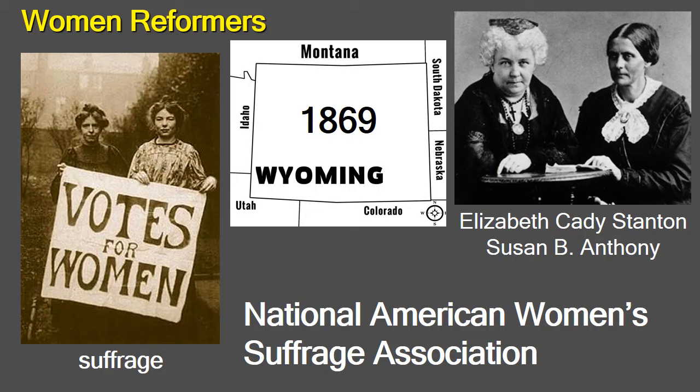Next, let's talk about women reformers. We've already talked about women like Jane Addams and her settlement house known as the Hull House in Chicago. We also learned about Mother Jones, who convinced President Teddy Roosevelt to start passing child labor laws. Let's now focus on politics. The establishment of the National American Women's Suffrage Association, or NAWSA, in 1890 by Elizabeth Cady Stanton and Susan B. Anthony tried to secure the vote for women. In 1869, Wyoming was the first state to grant full suffrage to women.